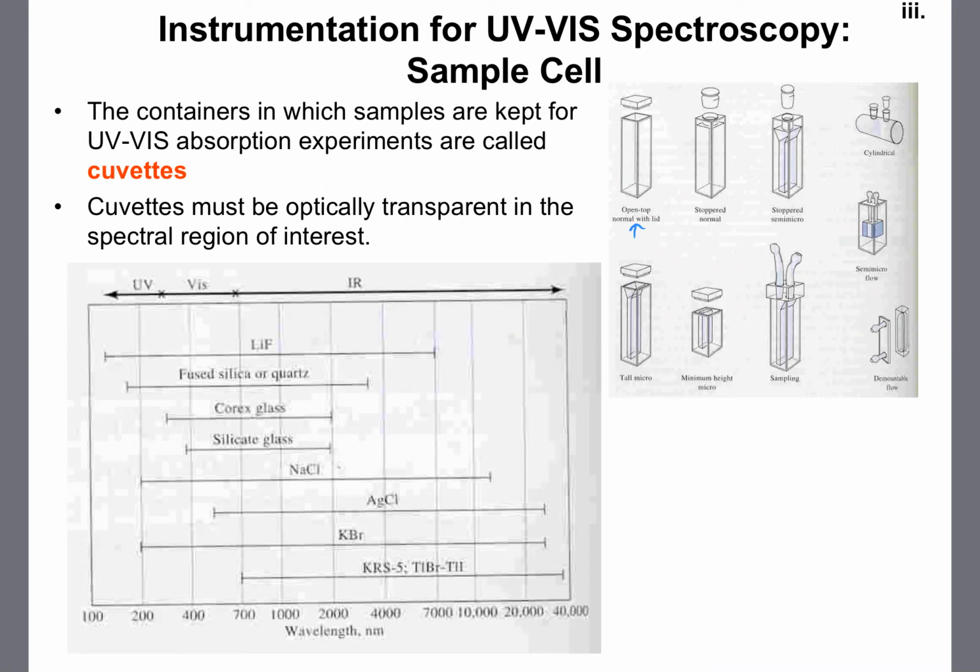Okay, so it turns out this holds about 3 milliliters of sample typically. It's a very standard cuvette. The major design criteria for cuvettes is that they need to be optically transparent in the spectral region of interest. So for visible light, 400 to 700 nanometers, if you can see through it, like you can see through a window, that means it's optically transparent and you're good to go.